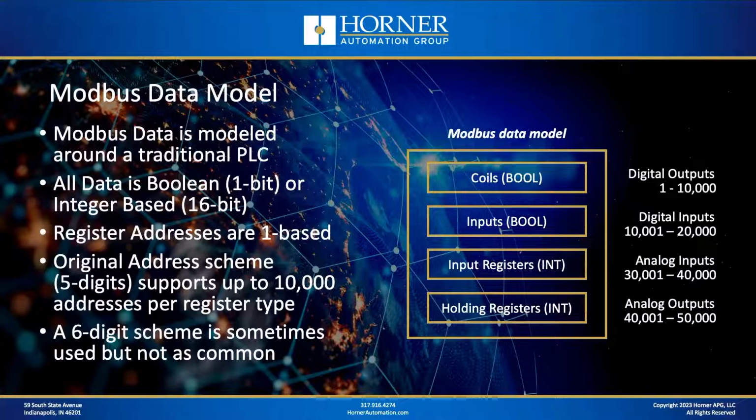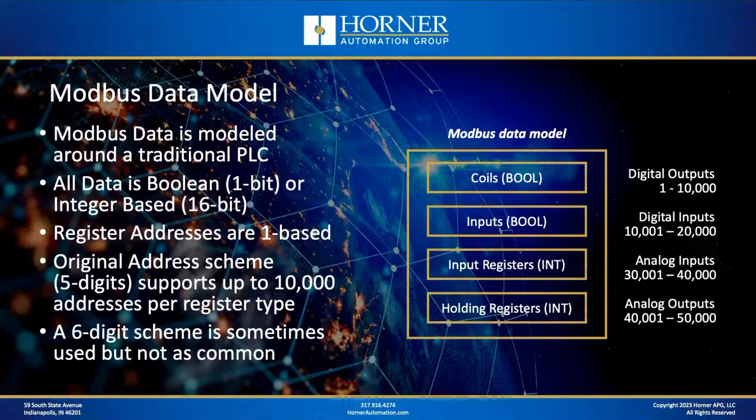Now, Modbus was also based on an addressing scheme that was 1-bit based, as well as based on a 5-digit variable scheme with 10,000 different registers per variable type. So you could have a total of 40,000 registers. Now, there's also a 6-digit scheme, but that one is not nearly as common and doesn't really come into play for today's conversation.